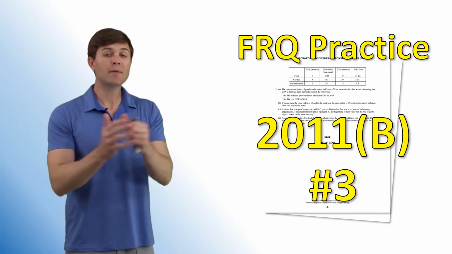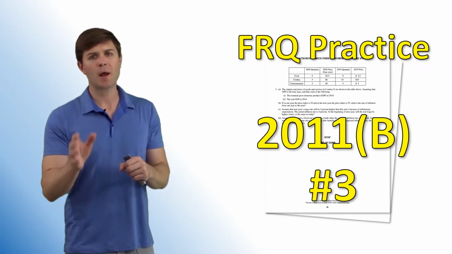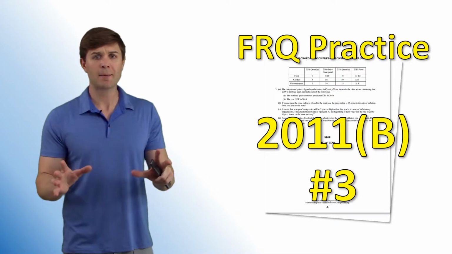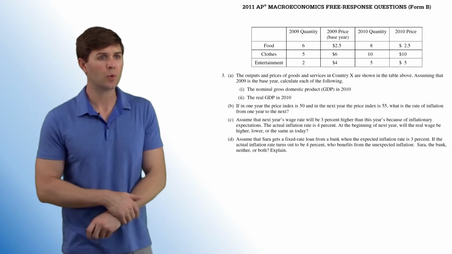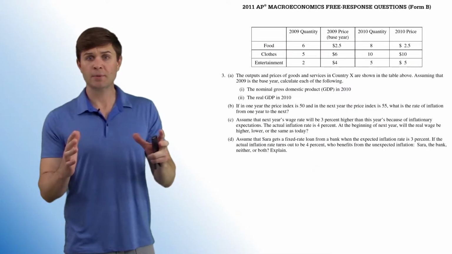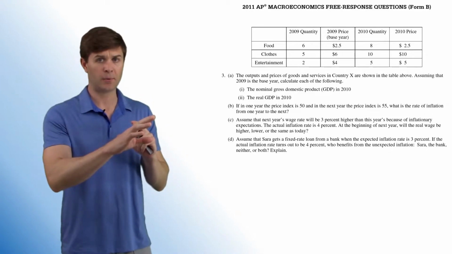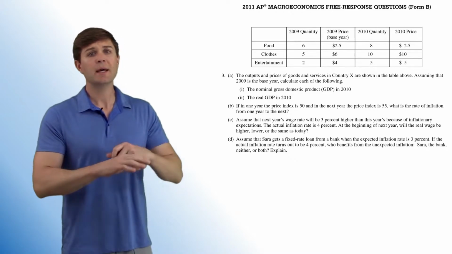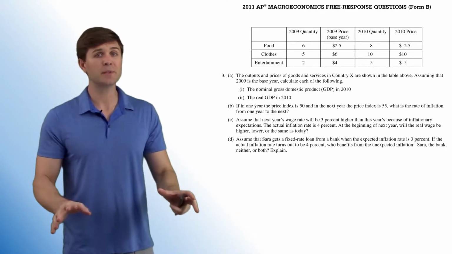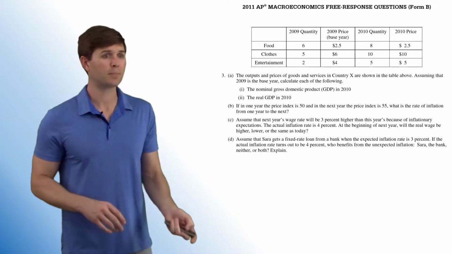All right, 2011 FRQ version B exam number 3. This has to do with a lot of the economic indicators that we find from Unit 2. Okay, so it gives us a table on the top, and Part A has all to do with the table. Everything else, B, C, and D, can be done completely separate of that table. So we'll start with Part A.